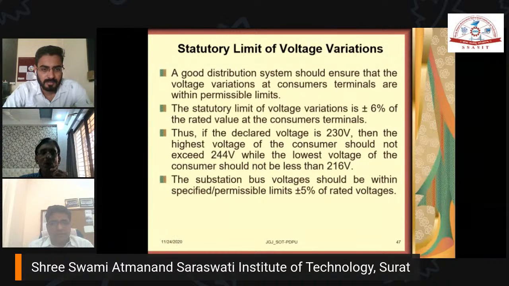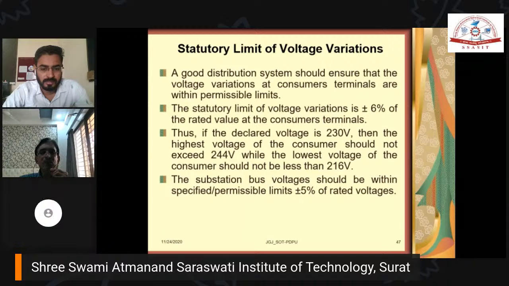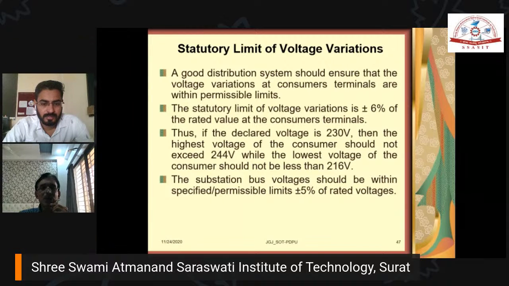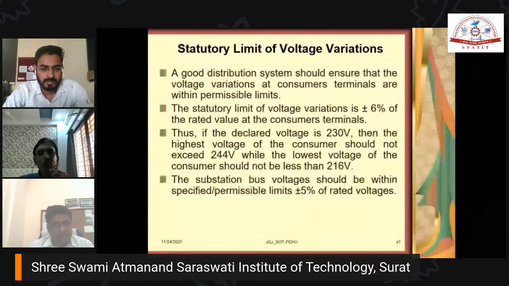And that's why all the manufacturers design all the single phase appliances, machines or motors at 230 plus or minus 10%. And all the three phase machines or appliances are designed at 415 plus or minus 10%. So if the declared voltage is 230 volt, then the highest voltage of the consumer should not exceed 244 volt, while the lowest voltage of the consumer should not be less than 216 volt, right?